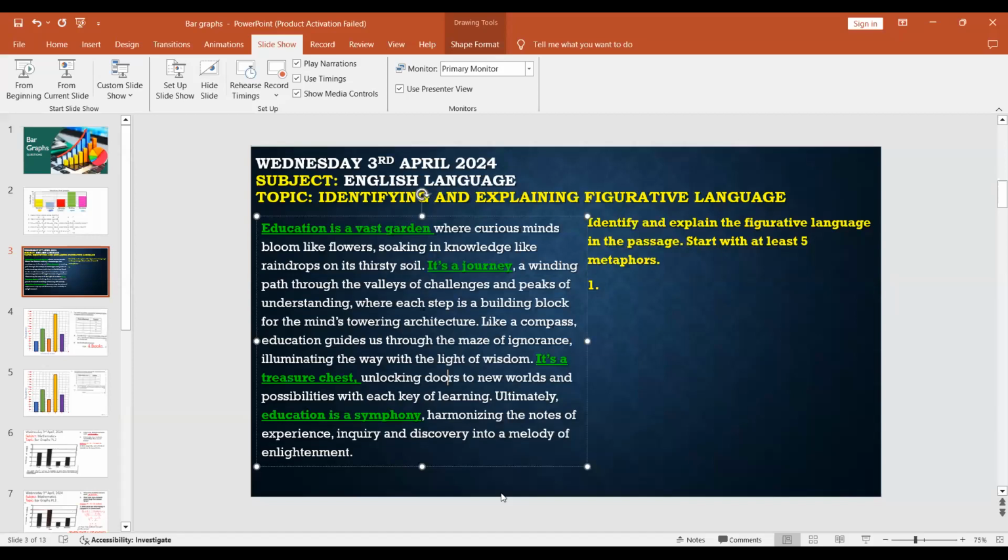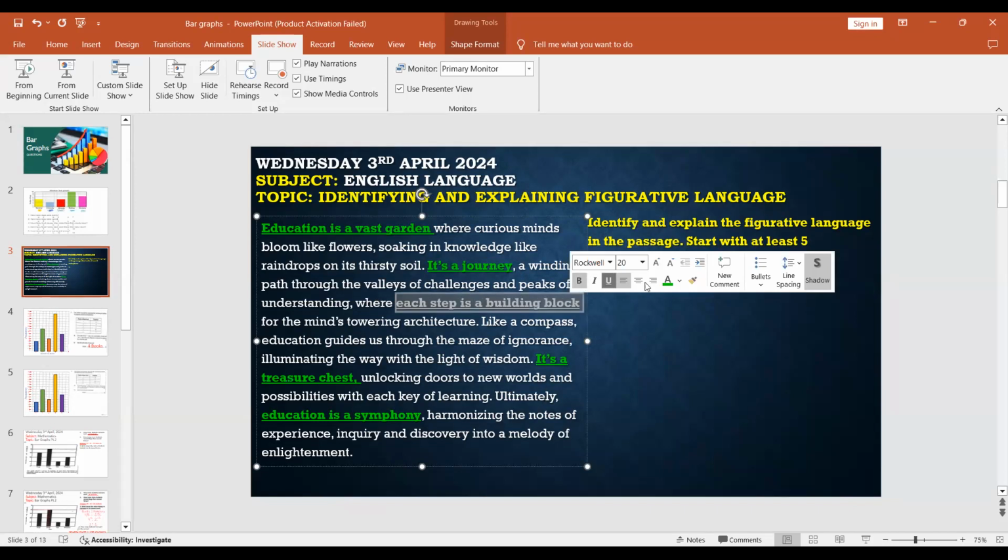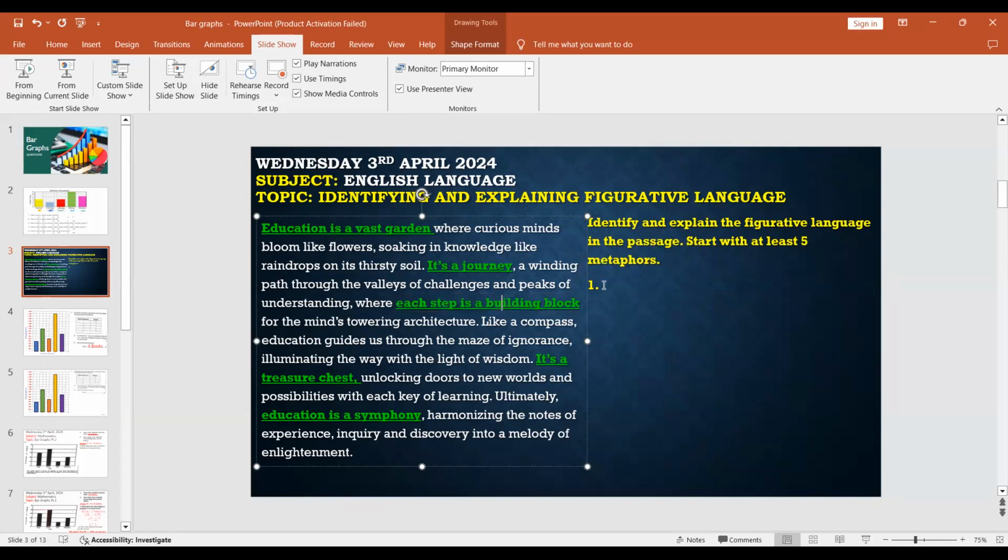Each step is a building block. That is so good. Who said that? That's China, right? Each step is a building block. That's true. It's a winding path through the valleys of challenges and peaks of understanding, where each step is a building block. Very good. Okay, so that's the metaphors.